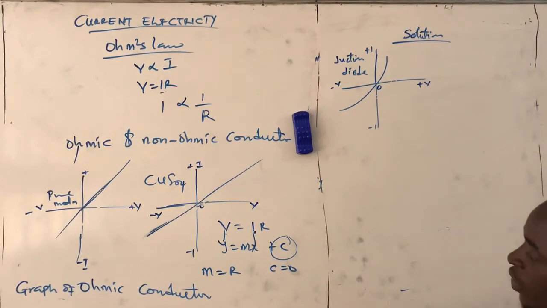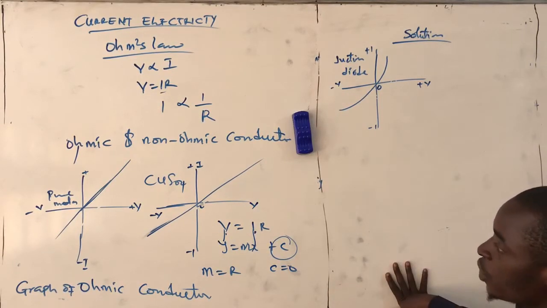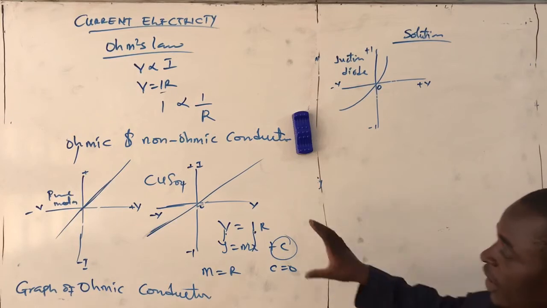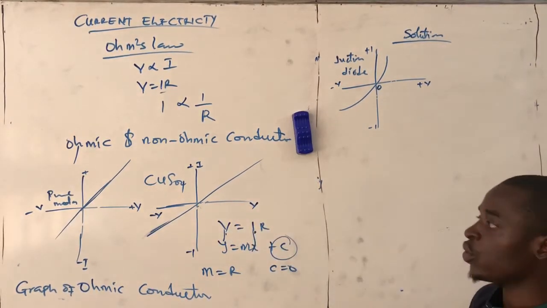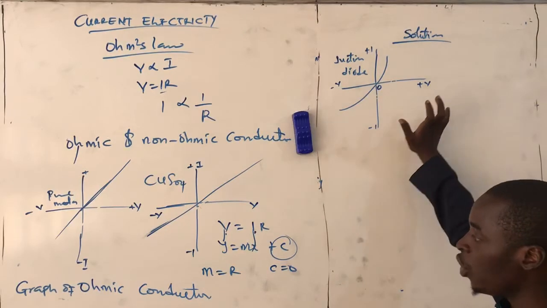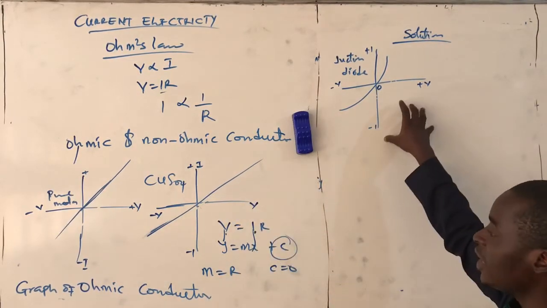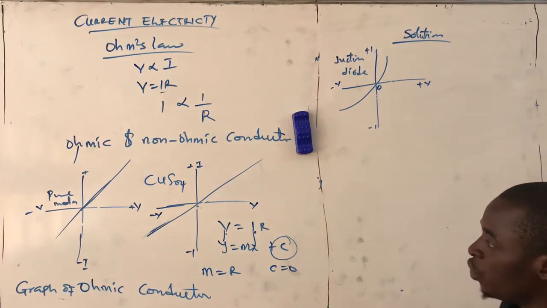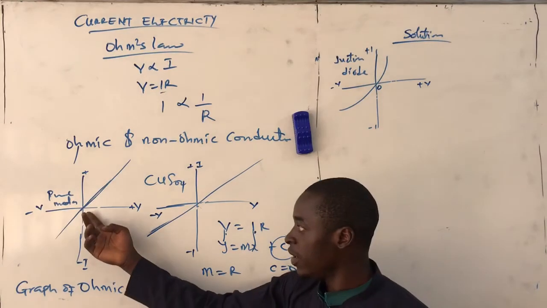What we are just trying to say here is that it depends on two things. We have the one that obeys Ohm's law, and we have the types of conductor that do not obey Ohm's law. And those that obey, we call them ohmic conductor, and those that do not obey, we call them non-ohmic conductor. This is just a typical example to show us the difference between ohmic and non-ohmic conductor. And we have seen the difference between them.